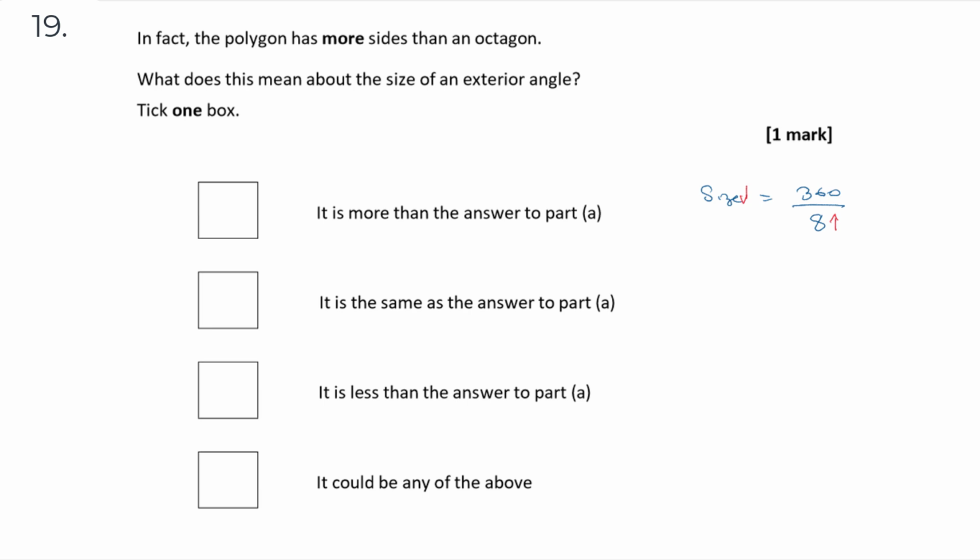Okay, so tick one box. What do we know about the size of the exterior angle? It is more than the answer to part A. No, it's the same as answer to part A. No, it's less than the answer to part A, isn't it? So it's that one. Okay, it's definitely less.